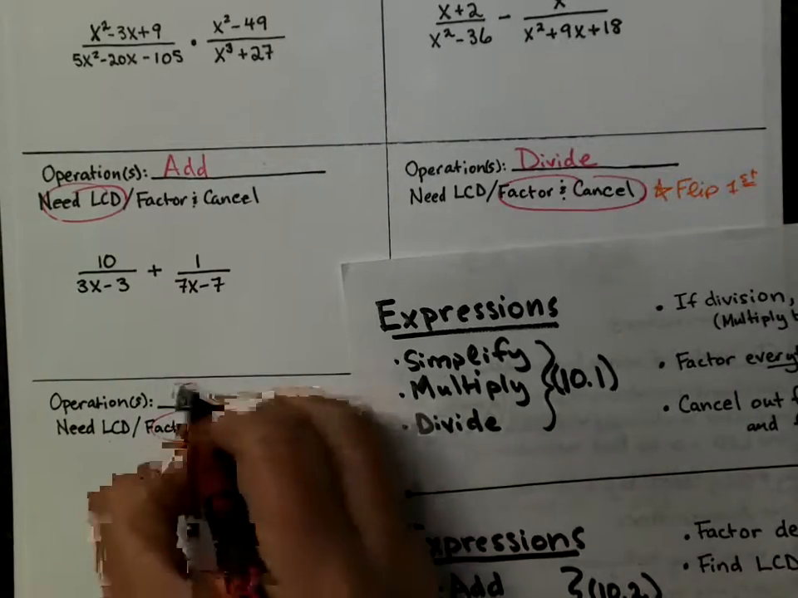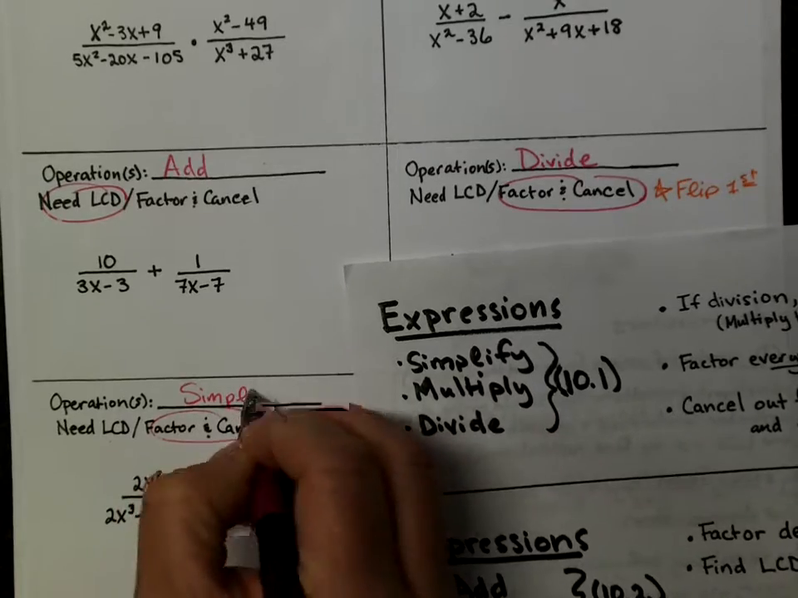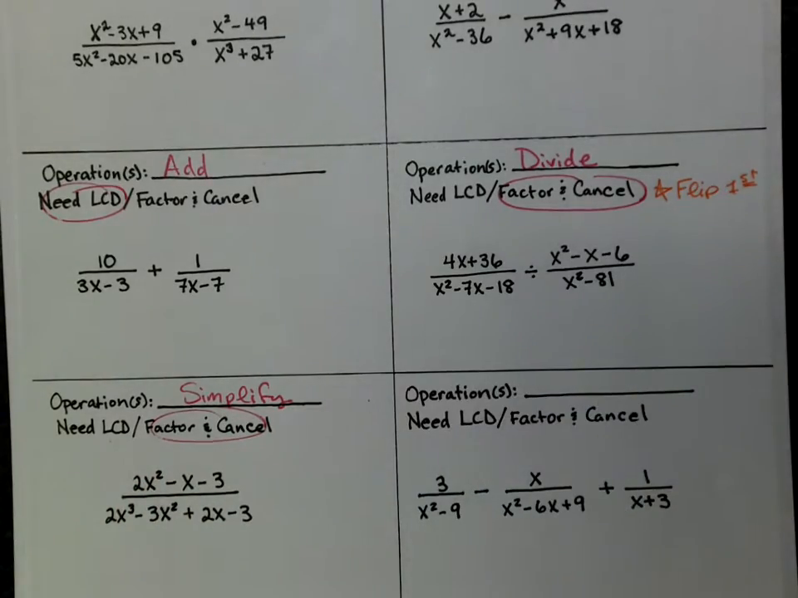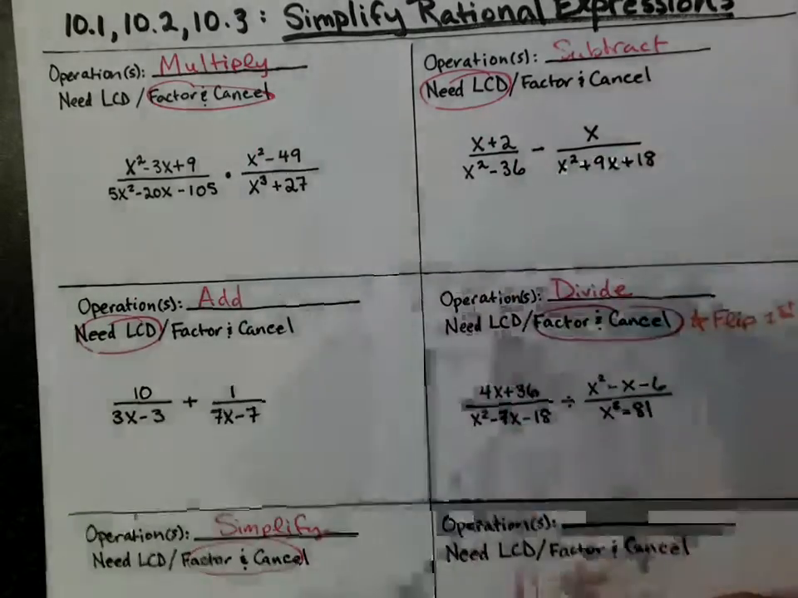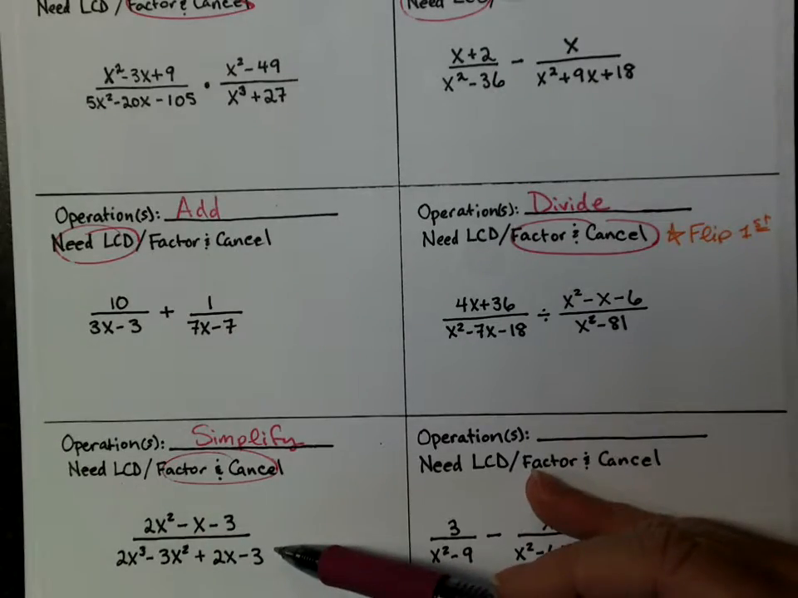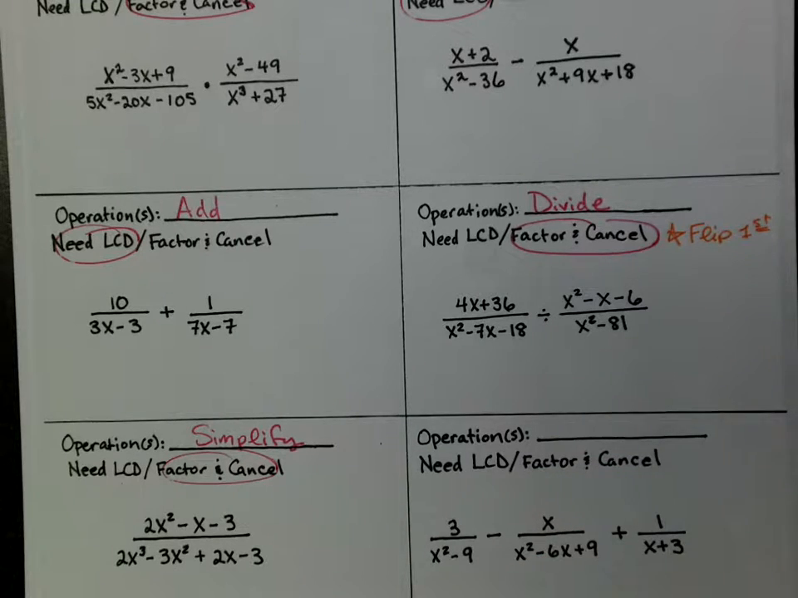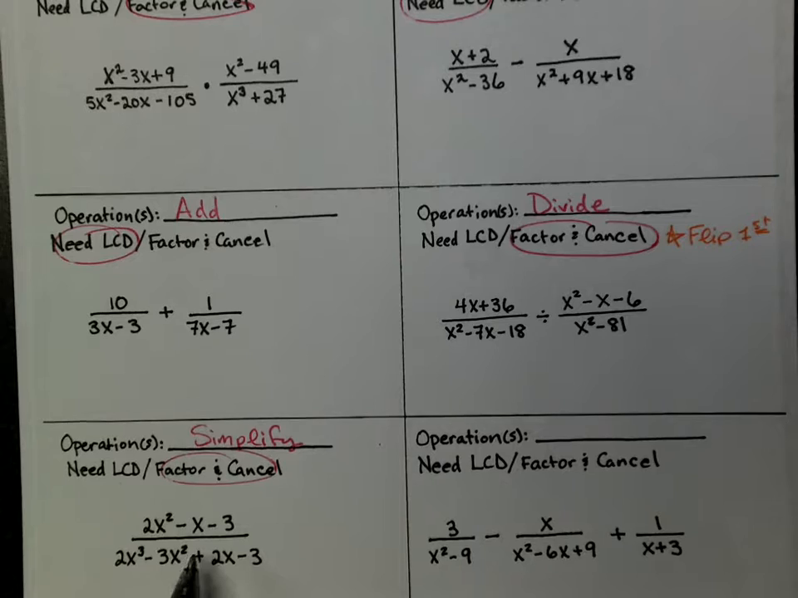The operation, not technically an operation, but the idea is all we're doing is simplifying. Here you can see the difference. Here's multiply: we've got something times something. Here, for simplify, we just have something. But the technique is the same: factor completely and cancel out any factors of 1. There's no addition or subtraction of another rational in this, just possibly in the numerator and denominator.